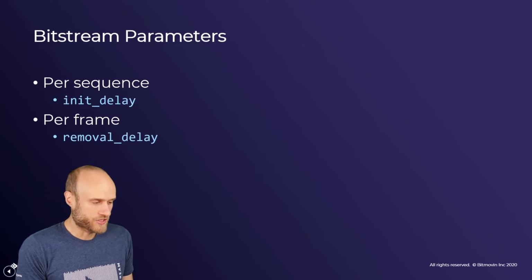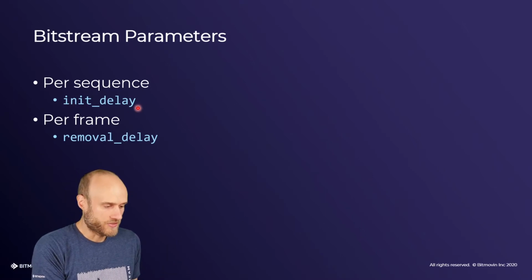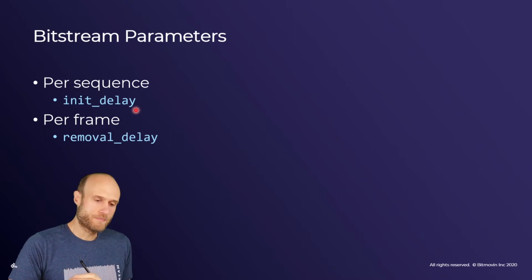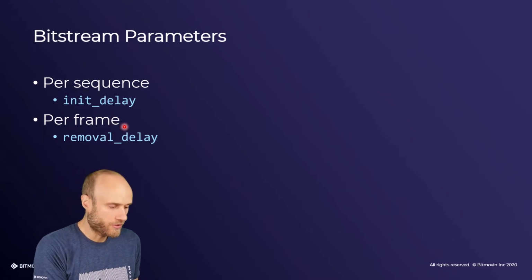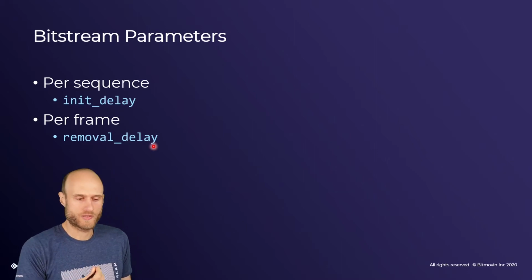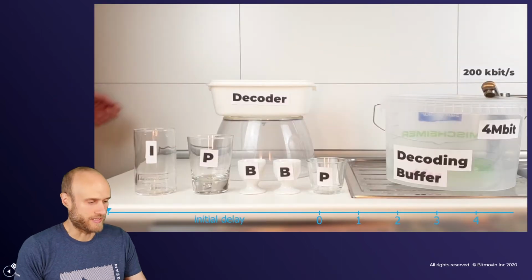There's a few parameters which are signaled in the bitstream, which are important here, which we should remember. Per sequence, there's an initial delay that is signaled. Basically, how long do we wait before we start decoding? And then per frame, we're also signaling some information, a removal delay, which indicates when a frame is to be removed from the bucket. And we will see an example now.